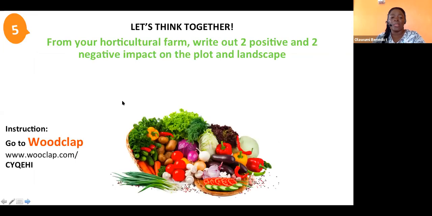So now we're just going to discuss this from your horticultural farm. Tell us two positive and two negative impacts on the plot and landscape. It's almost the same thing as the exercise we just finished, but think about what you have not said, what you have not mentioned.